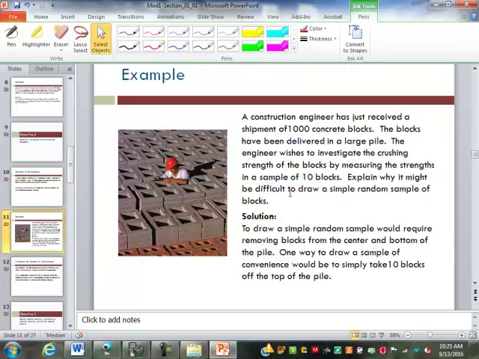Well, let's say that we have an engineer here that has received a shipment of 1,000 bricks. The blocks have been delivered in a large pile. The engineer wants to investigate the crushing strength of the blocks, so it takes a sample of 10 blocks. Why would you not want to draw a simple random sample here? Well, because of the way the pile is set, you don't want to dig through the pile to get to the middle of the pile. You'd rather take bricks around the outside because it's easy to get to. You don't want to have to move the whole pile to randomize. And then again, how are you going to number them and all that? You don't want to have to deal with that. So you're going to take a convenient sample.